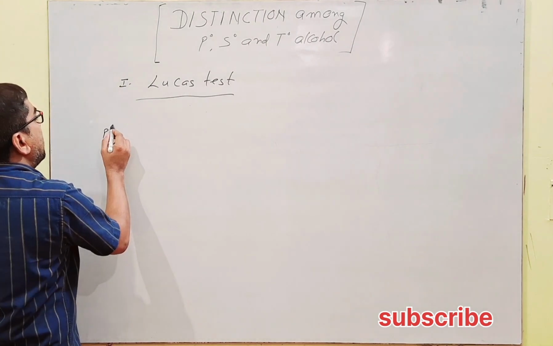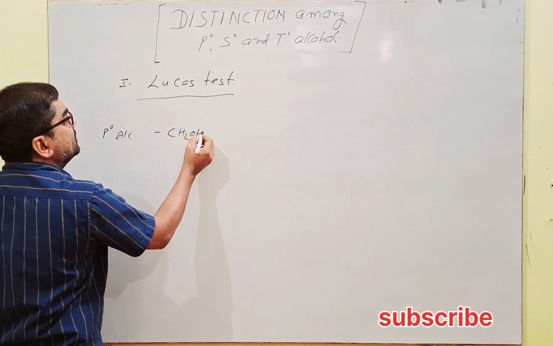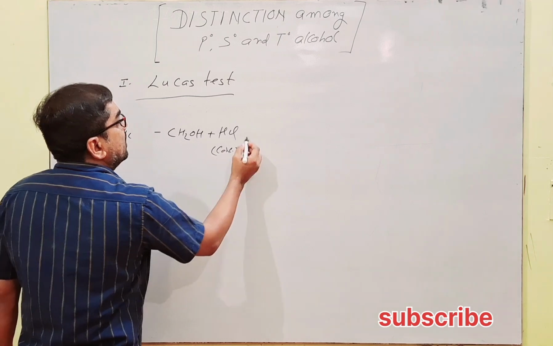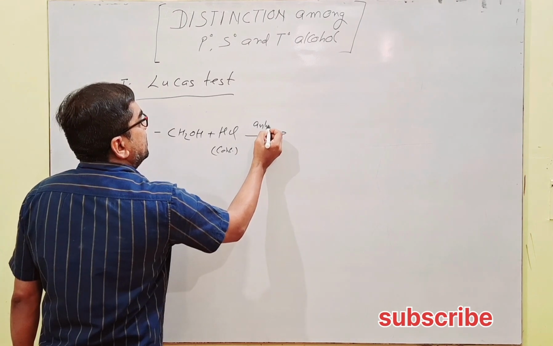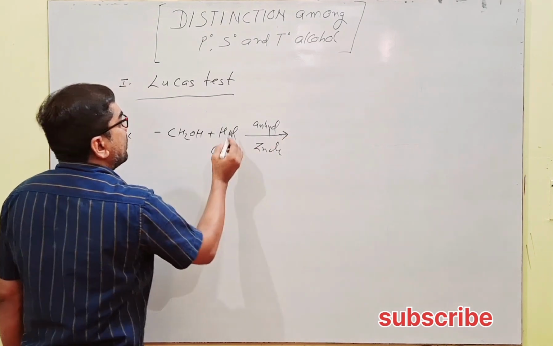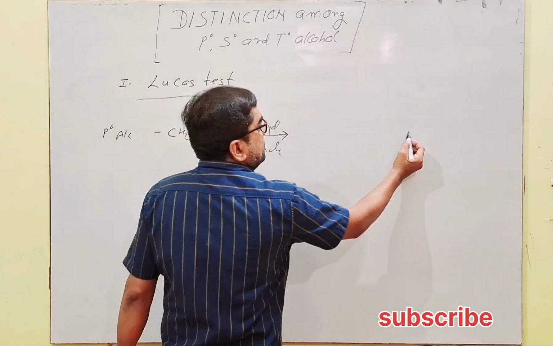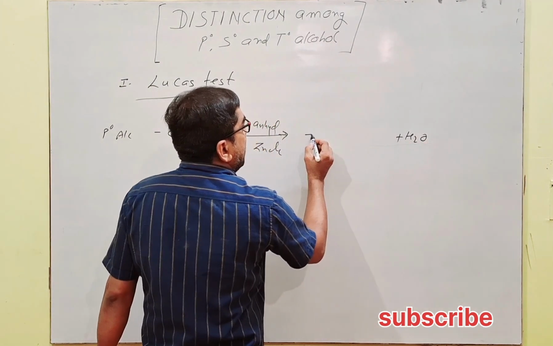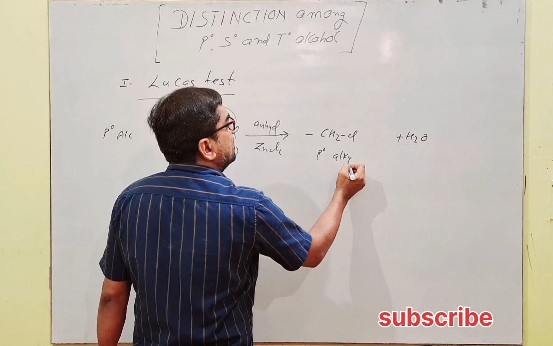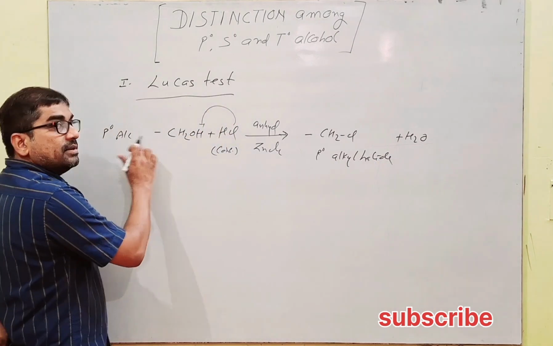Since we know primary alcohol is represented by CH2OH. Now it reacts with concentrated HCl with anhydrous ZnCl2. So the chlorine displaces this OH, and this OH and H are eliminated as water, a byproduct, and CH2Cl is formed. This is primary alkyl halide. Primary alkyl halide is formed from primary alcohol.